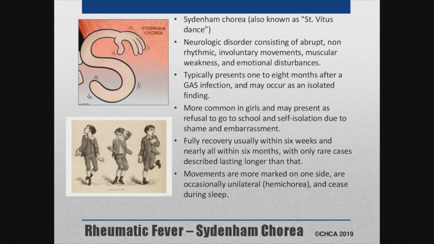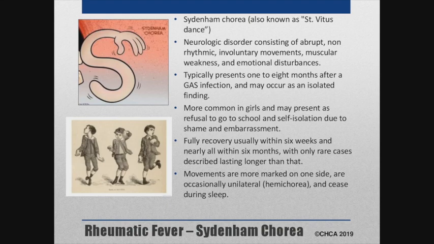And finally, this is Sydenham chorea, and this is also known as St. Vitus dance. This is a neurological disorder consisting of abrupt, non-rhythmic, involuntary movements, muscular weakness, and emotional disturbances. Typically presents about 1 to 8 weeks or 8 months after the group A strep infection, and can occur as an isolated finding. More commonly, it occurs in girls, and often can result in them refusing to go to school and cause social isolation due to shame and embarrassment.